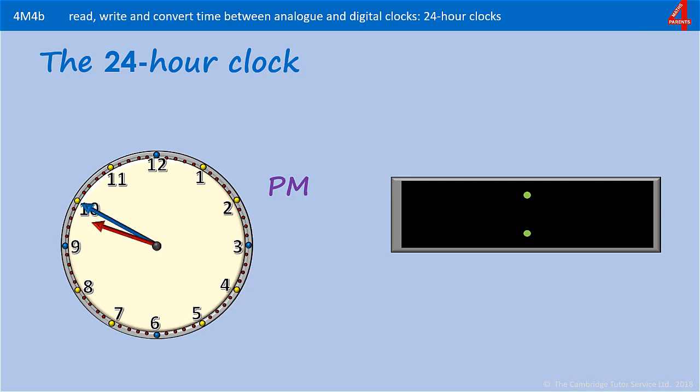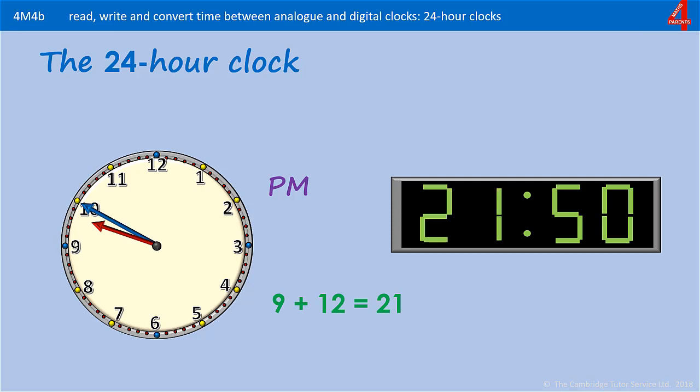Have a go at this one. This one is showing 10 to 10, which is 50 minutes past the previous hour, so the minutes are 50. The hour that it's gone past is 9. Remember, the digital clock always shows the hour it's gone past. 9 add 12 is 21, so that's 21:50. So 10 to 10 in the evening is 21:50 on the 24-hour clock.